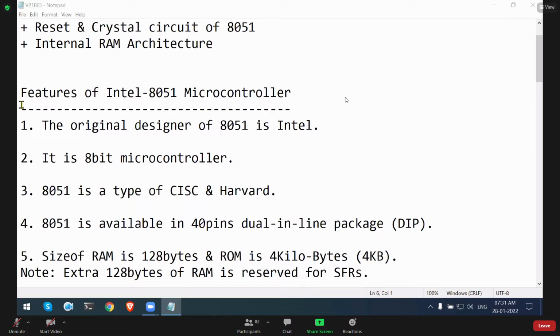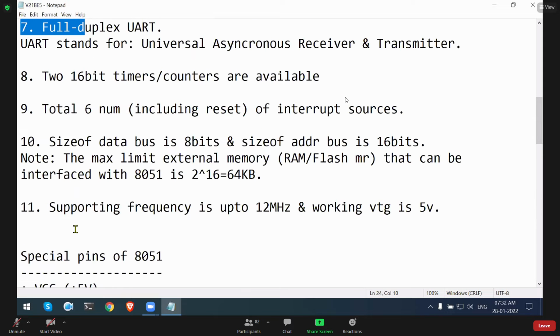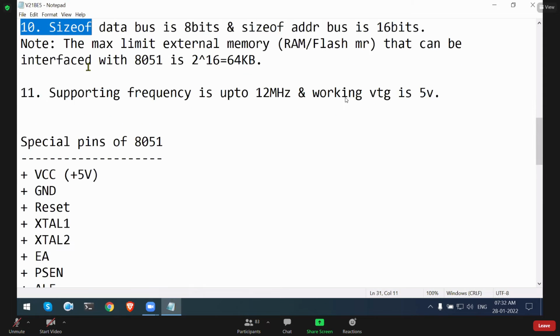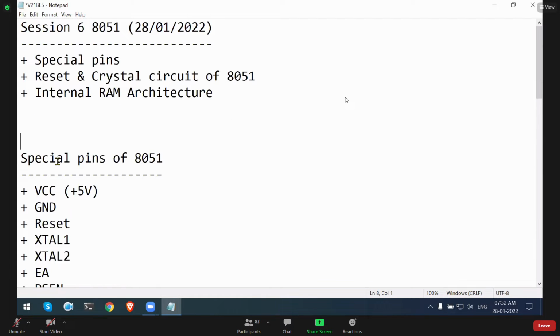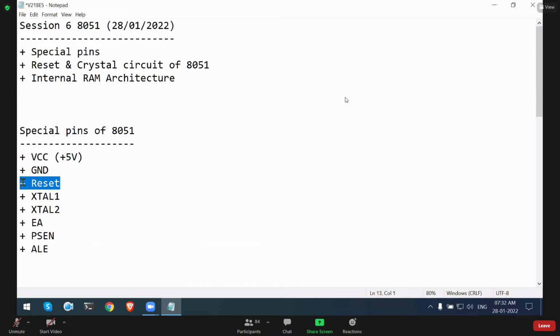So far we have completed features of 8051, pin diagram, block diagram, and I have given the list of these special pins. In these special pins, we have VCC, ground, the reset pin, crystal 1, crystal 2, EA, PSEN, and ALE. Last session I told you we will not discuss anything related to external memory interface. So these 3 pins are used for external memory interface, and we will not go into the detail.